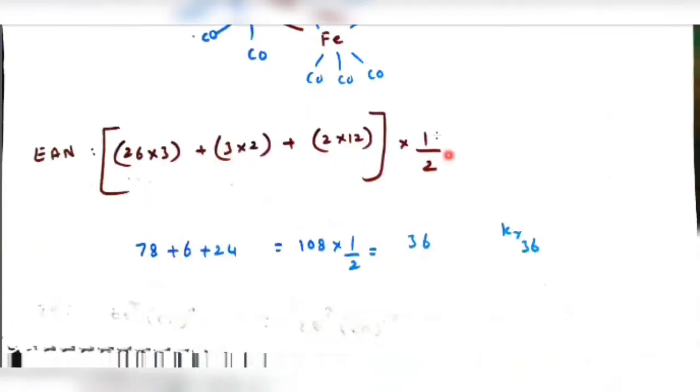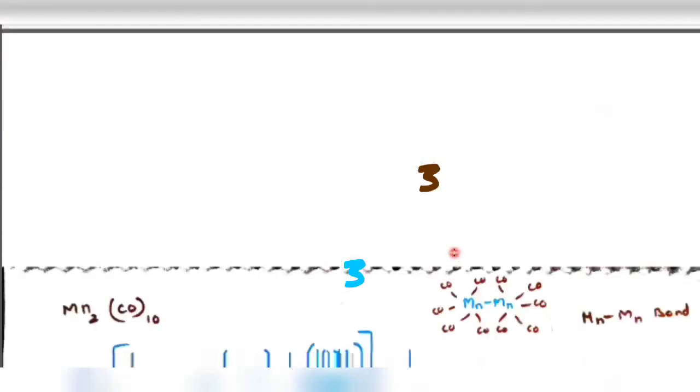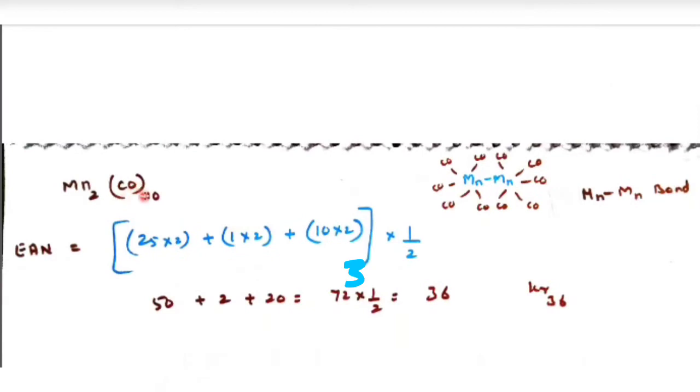Here 1 by 2, and in this case 1 by 3, and 108 into 1 by 3 we are getting 36. Now Mn2(CO)10.